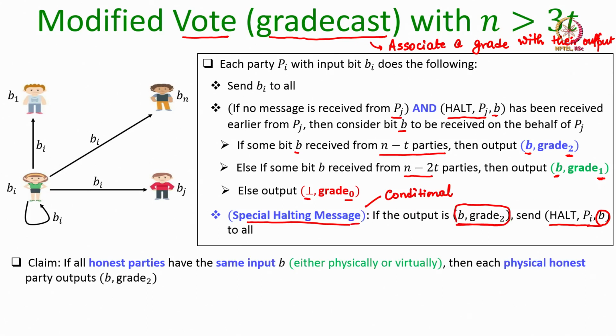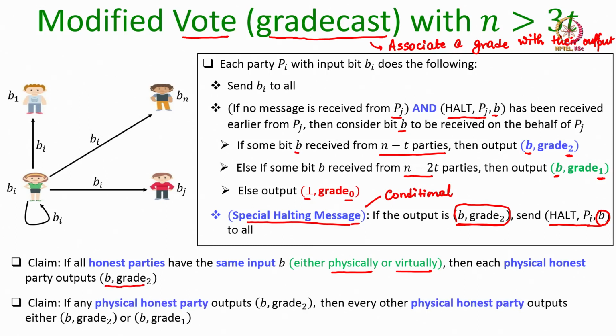Now, the claims regarding this Gradecast protocol. If all the honest parties have the same input bit, either physically or virtually, then each party who is physically still present in the system, meaning who is still running that sequence of iterations, will be outputting the bit b with grade 2, the highest grade.